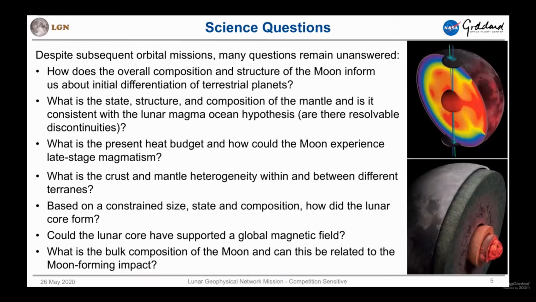Again, looking at the terrain idea that we now know from Clementine and Prospector, we now know that there are different crustal terrains. What is that? Is that extended into the mantle? And then how did the lunar core form? We really haven't thought much about that in terms of core formation hypotheses. And could that core have actually supported a global magnetic field, as is now being suggested by continued sample analysis? And then what is the bulk composition of the moon, and how can that be related to the moon-forming impact? So a number of questions that we want to address.